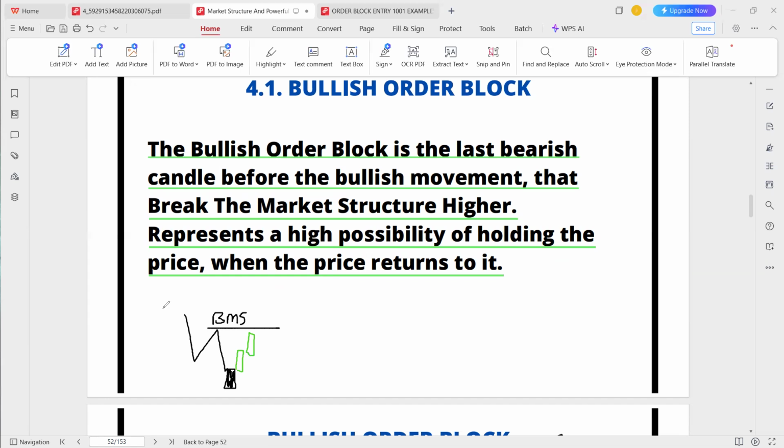Price continues to push up, breaks that structure. So remember from the previous chapters we've read, we are trying to trade in the direction of the break of the market structure. So as soon as we identify that, okay, we've got one sell candle, which is a bearish candle before the push up, which breaks the structure, that candle there becomes your OB.